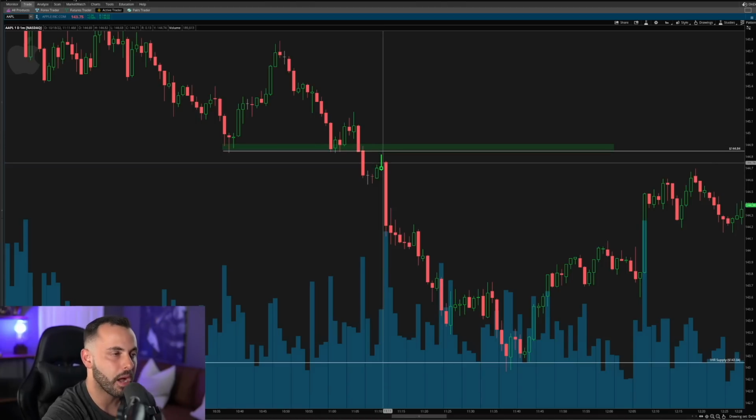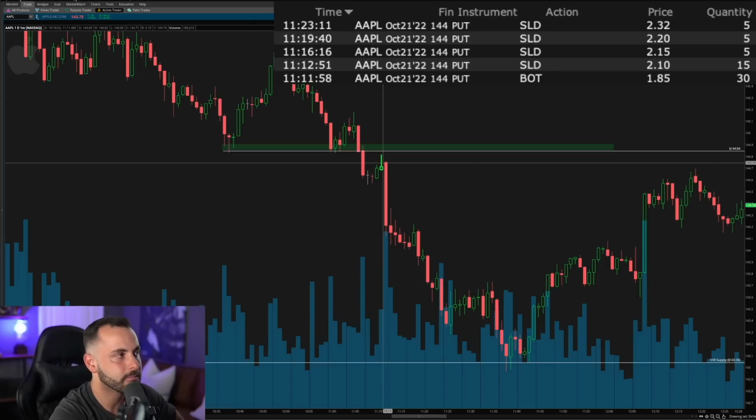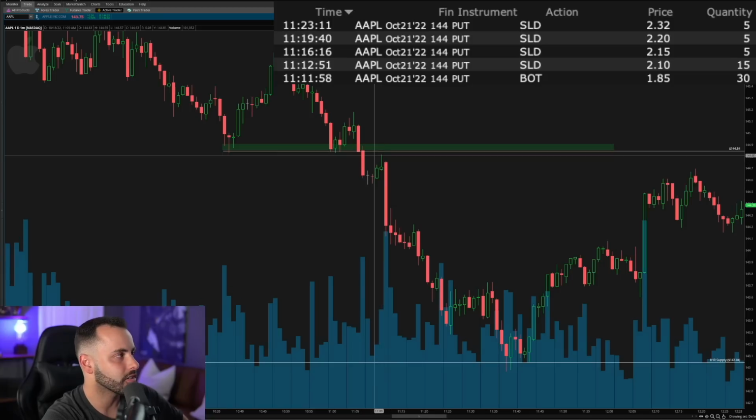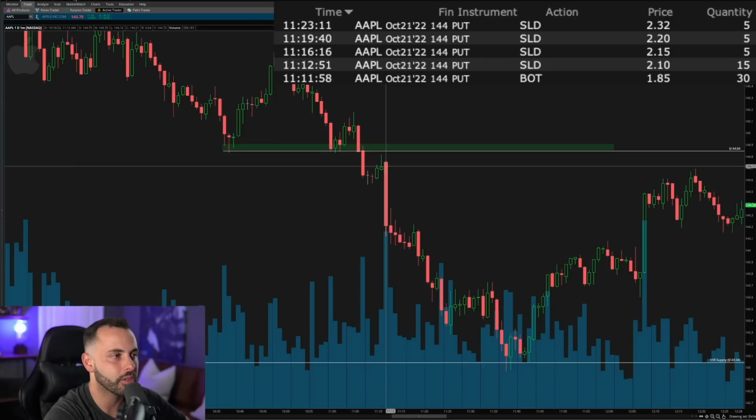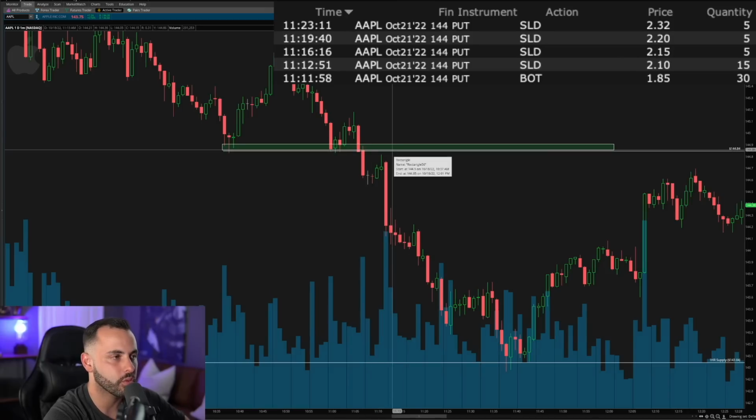Now, what you'll see, I'll pop up my entries on the screen for you to see. I went ahead and I first entered on the 11:11 candle. 11:11, 58 seconds. So basically, right as this candle closed, I was entering my put options, and in this trade, my stop loss is right back above the previous lows. So I'm getting in here on this candle with a stop loss right here at this white line, the 144.85.